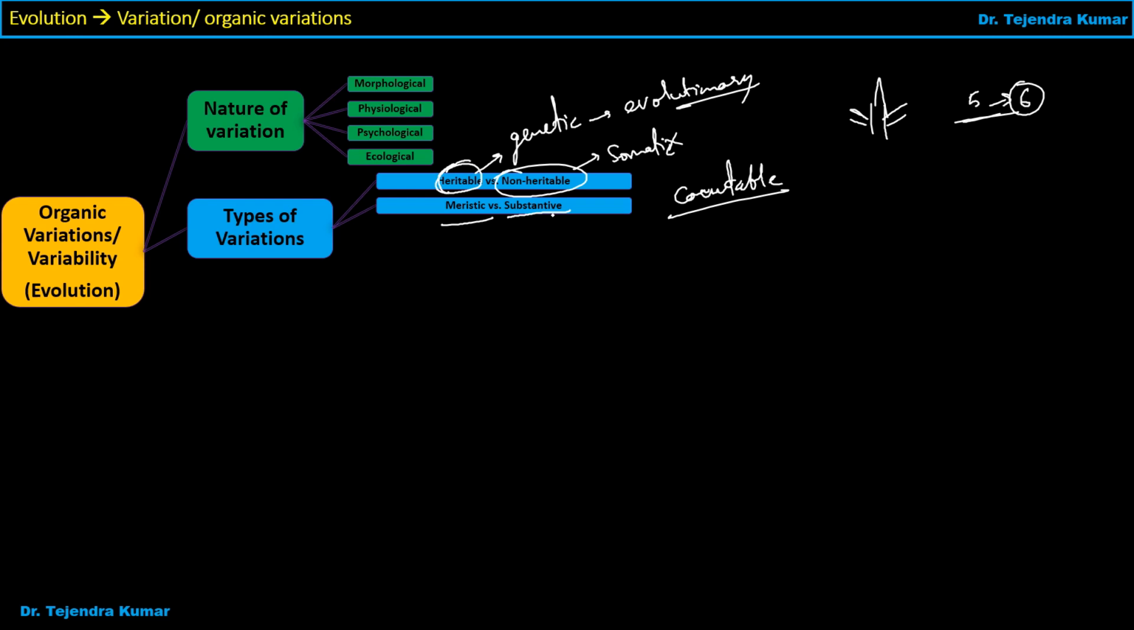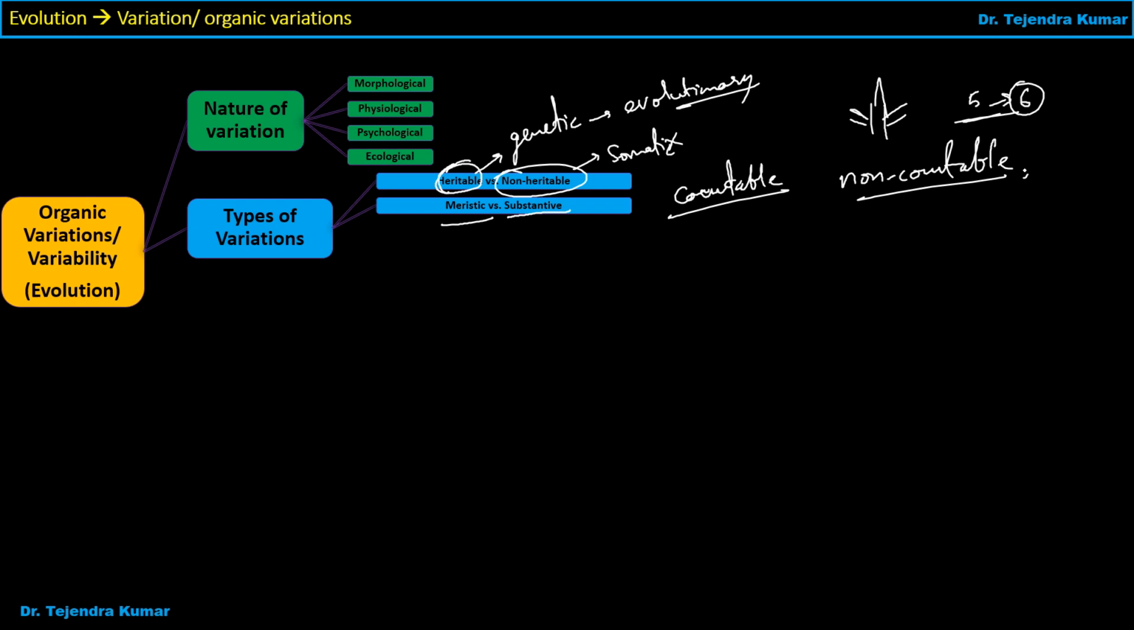Second is the substantive type of variation. These variations exist similar to the meristic, meaning these are extras, but in terms of what is extra, they are non-countable. Non-countable means, for example, shape or size, or in the form of color.